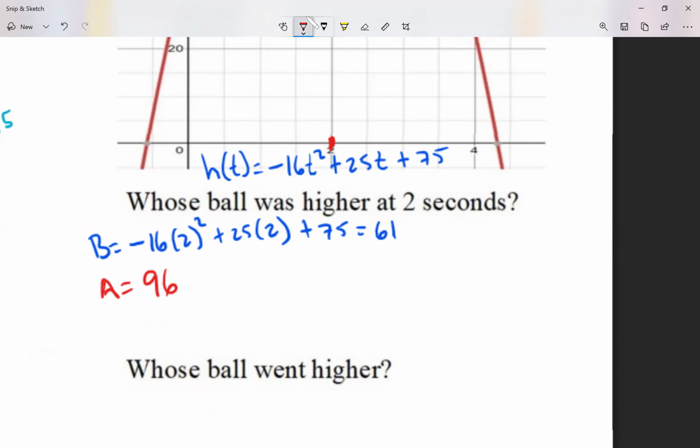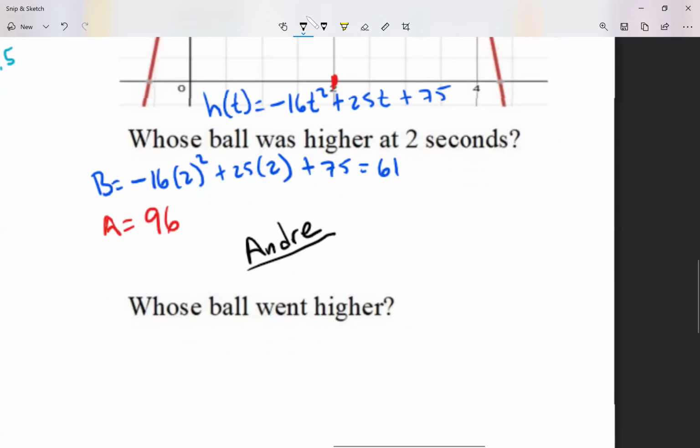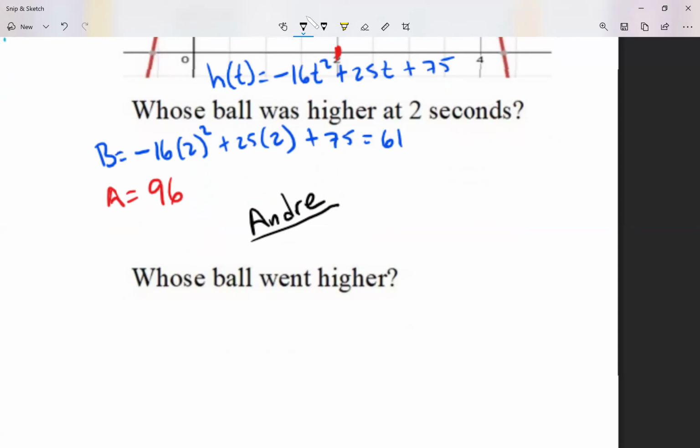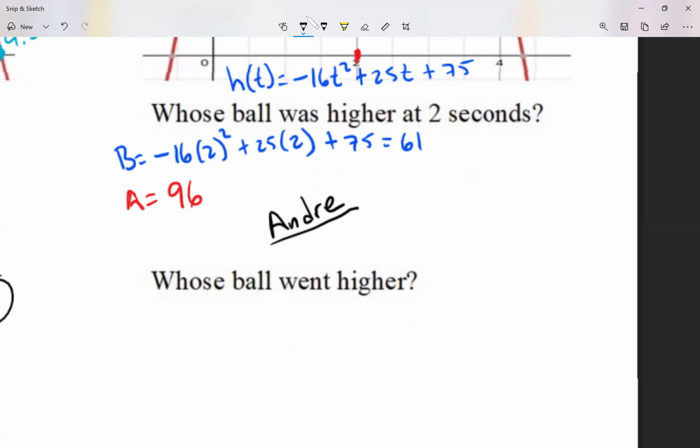So I know Brett, at 2 seconds, the ball that Brett threw was 61 feet tall. Andre's ball was 96 feet tall. So the one that was higher, 96 is bigger than 61. So I'm going to choose, in this case, Andre. Whose ball went higher? What went higher? Whose ball went the highest? So whose ball went higher? Vertex. The vertex is actually going to tell me that.